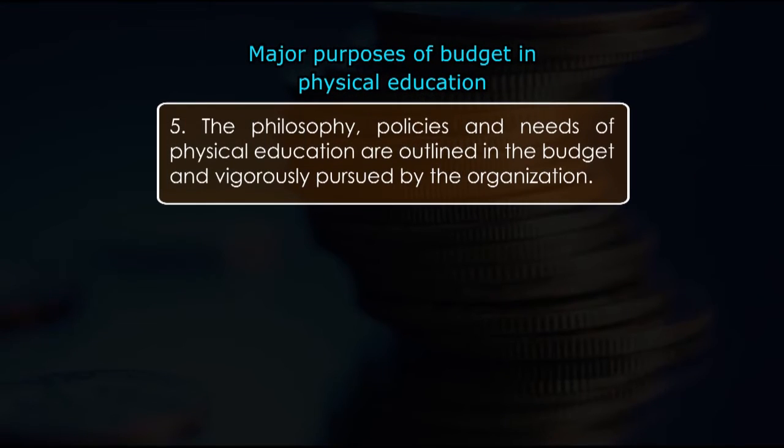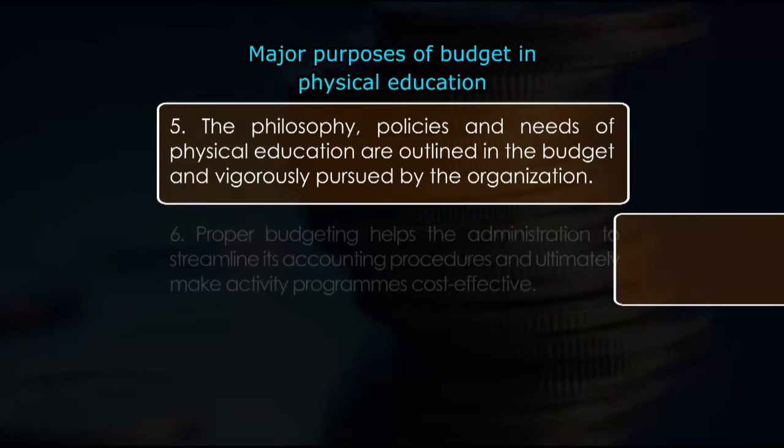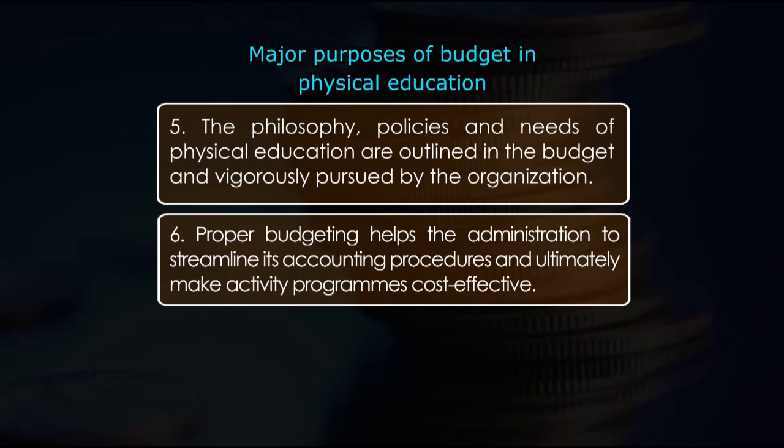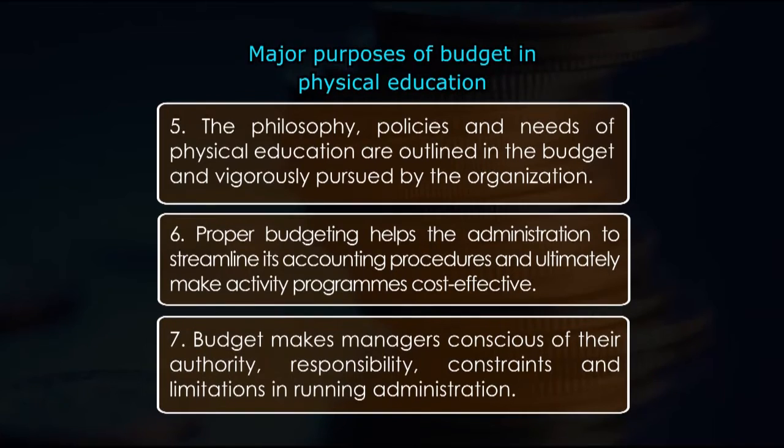Number 5, the philosophy, policies and needs of physical education are outlined in the budget and vigorously pursued by the organization. Number 6, proper budgeting helps the administration to streamline its accounting procedures and ultimately make activity programs cost effective. Number 7, budget makes managers conscious of their authority, responsibility, constraints and limitations in running administration.